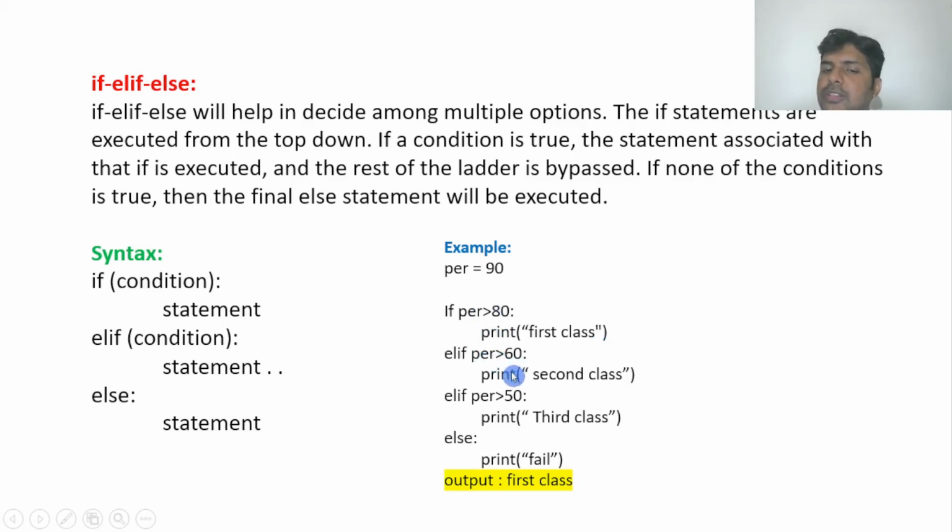If the second condition is satisfied, it will print the second statement. If the second condition fails, it will come to the third one. So that's why it is called a ladder. One by one it will go on. If all fail, it will go to the else block. So let us see how it will work in the Python program.